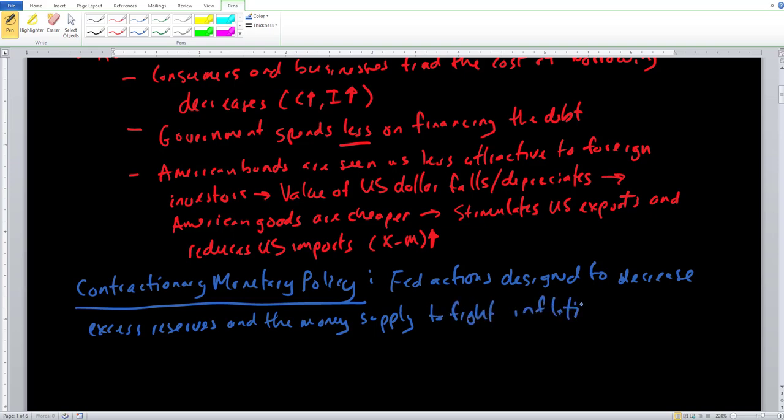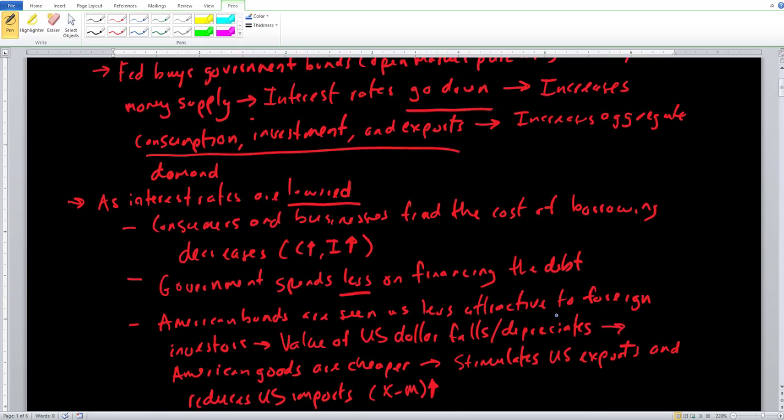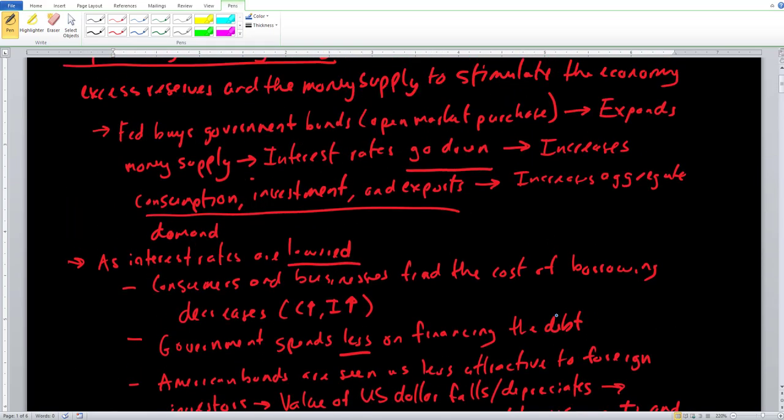So here, this is the primary reason why the Federal Reserve would ever want to pursue any type of contractionary monetary policy, slowing down the economy. The main goal is to go ahead and fight inflation. And what exactly do they do? Well, just change everything that we did with expansionary monetary policy to the opposite case.